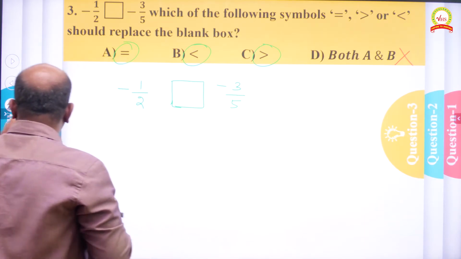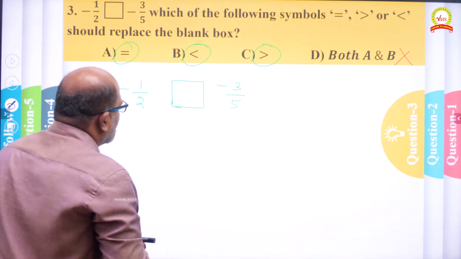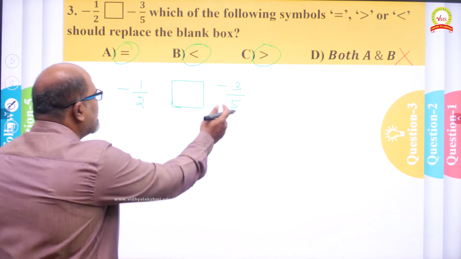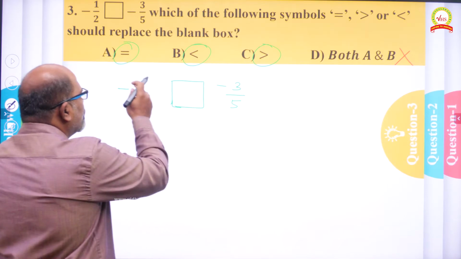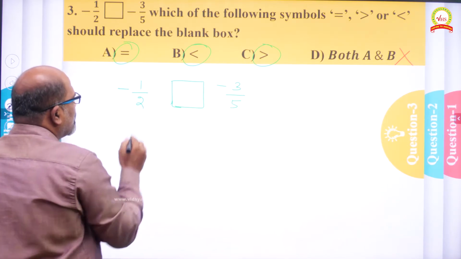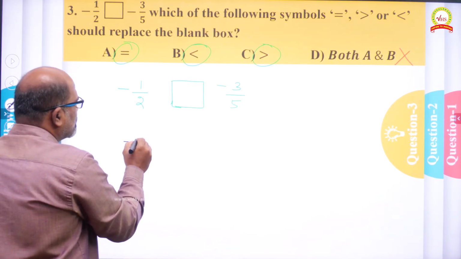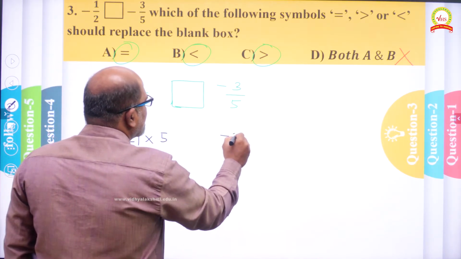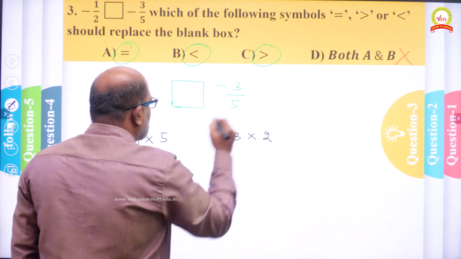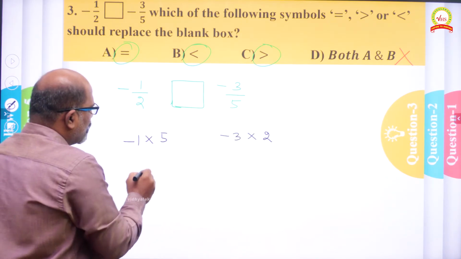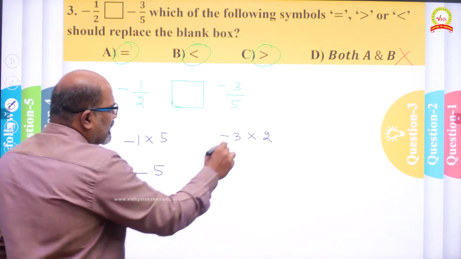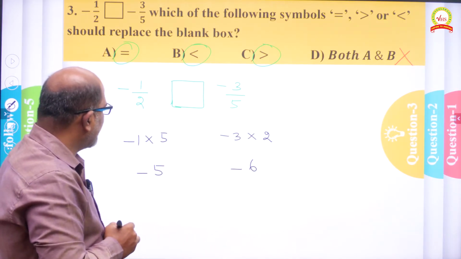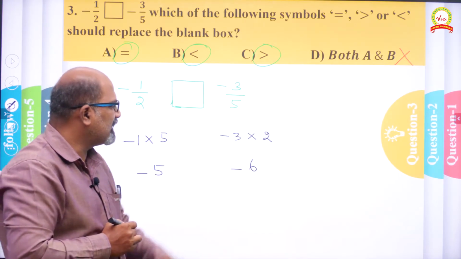As in the previous problem I told you, we have to make the cross product. So this 5, I am going to take this side. 5 ones are 5, that is minus 1 multiplied by 5. When I take this 2 this side, this minus 3 is multiplied by 2. So what I am getting here: 5 ones are 5, minus 5, and 3 twos are 6, minus 6. So the cross product we are getting here is minus 5 on one side and minus 6 on the other side.